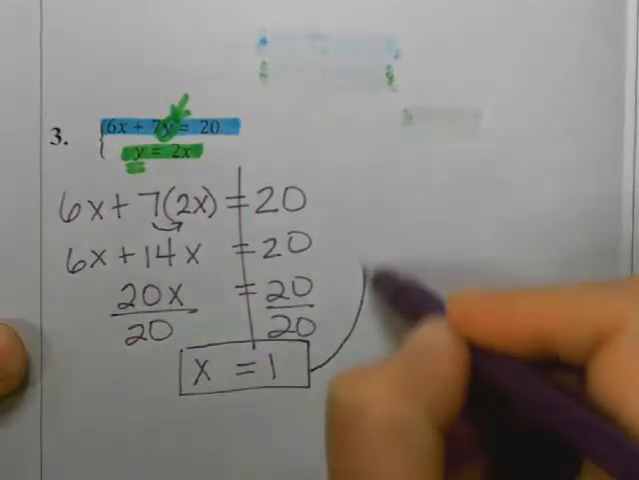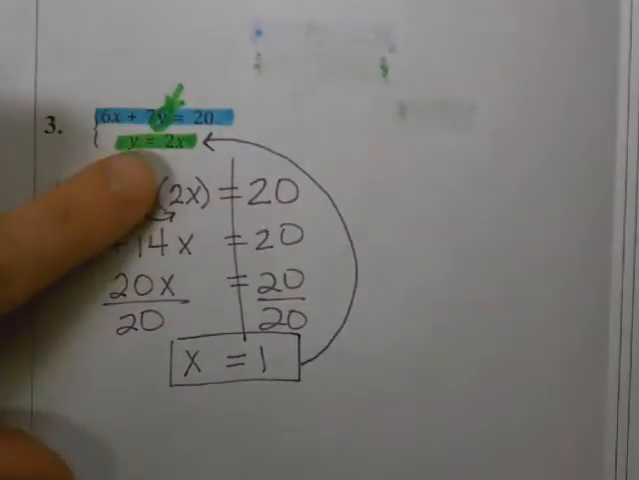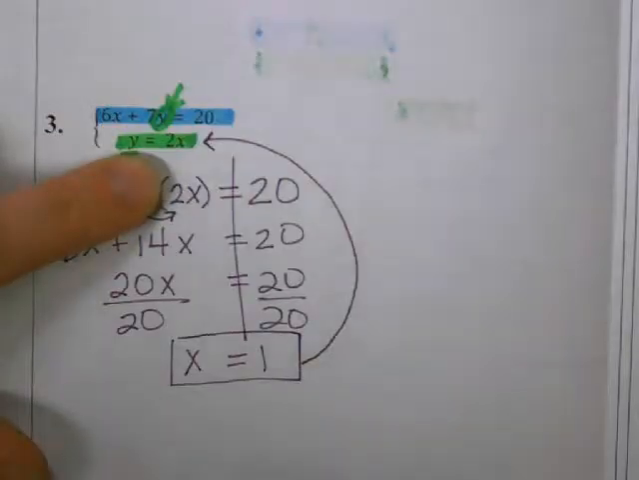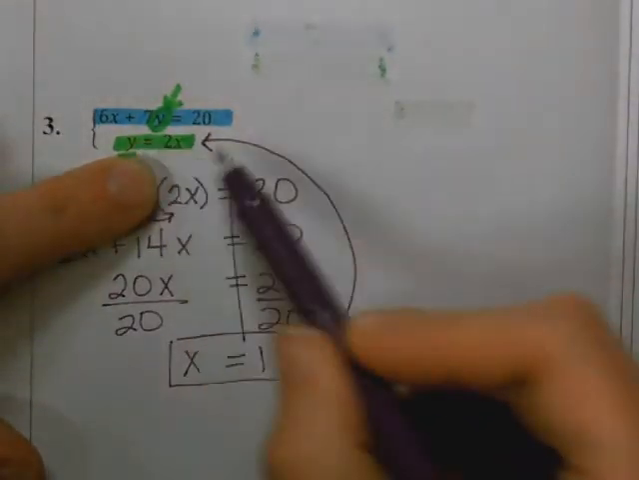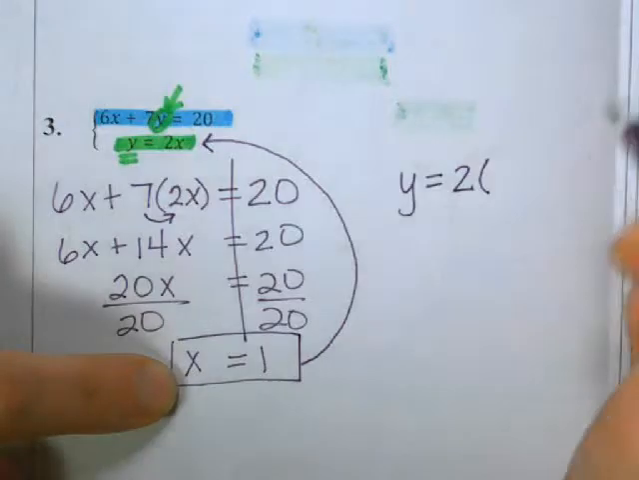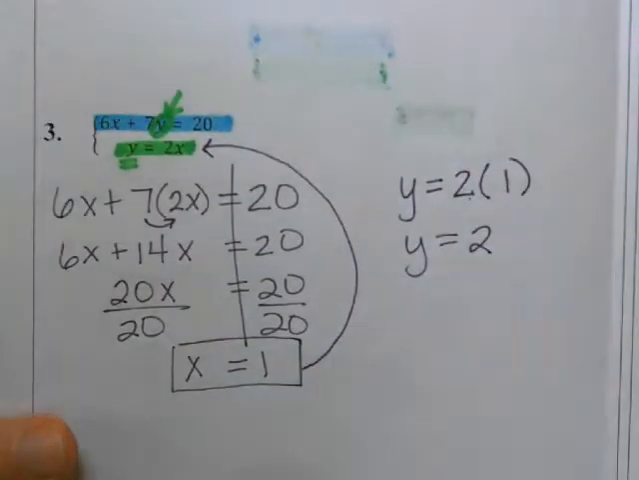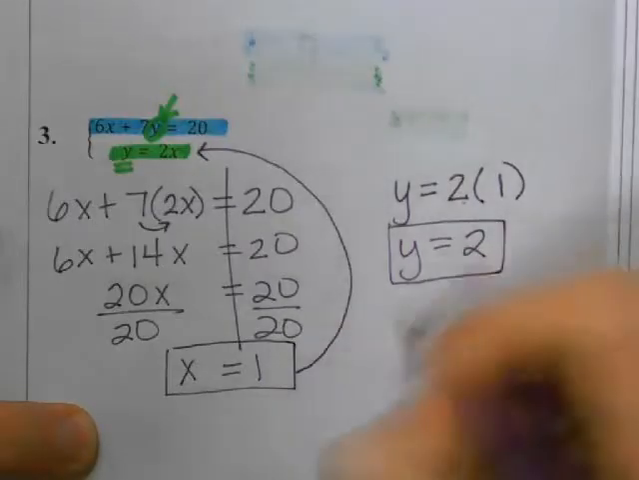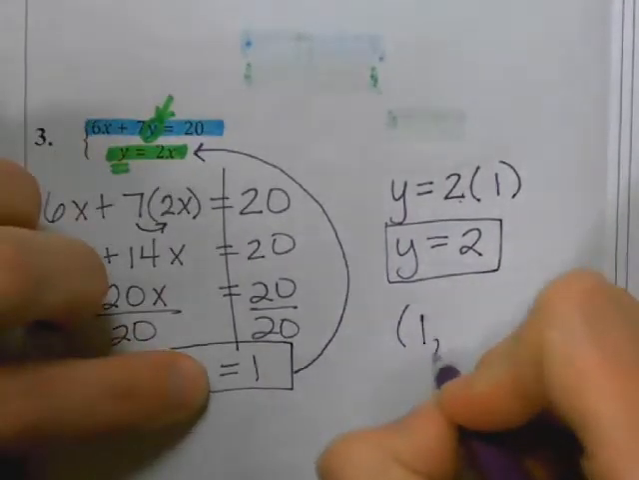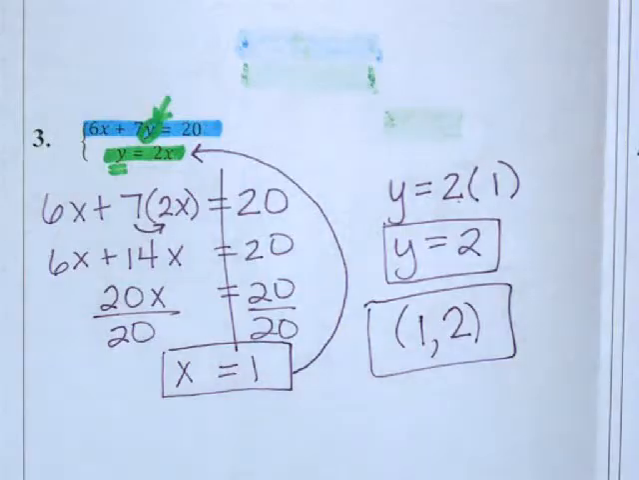So remember, you take this number and you go all the way up. It's typically going to be your bench that you're going to substitute your x back into. Okay, and the reason for that is because the bench is always the one that's solved for one letter. So y equals 2x. So you say y equals 2 parentheses, and instead of writing x, you write 1. So y equals 2, because 2 times 1 is 2. And now we're going to write our ordered pair, and that's going to be x is 1 and y is 2. And you're done. So it looks super hard, but it's actually very simple.